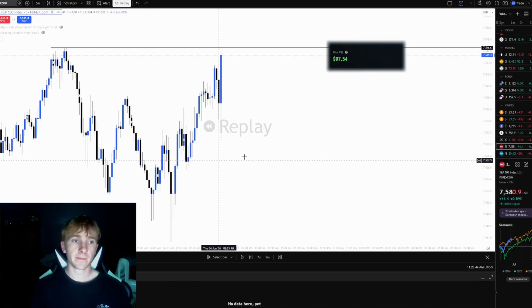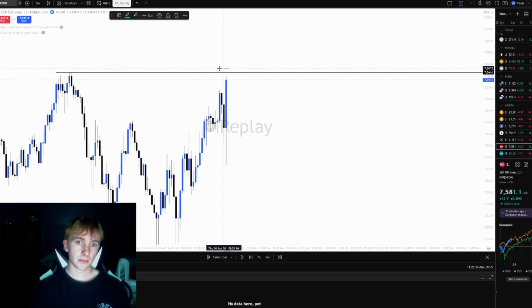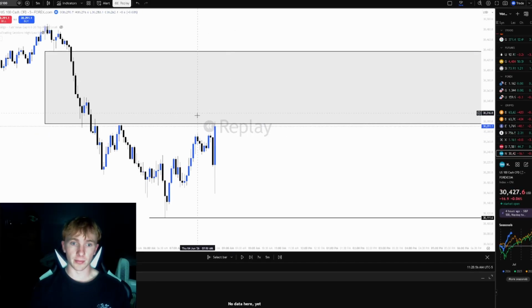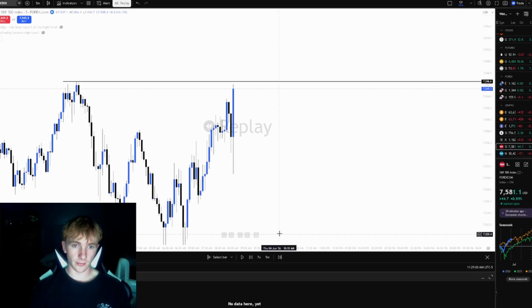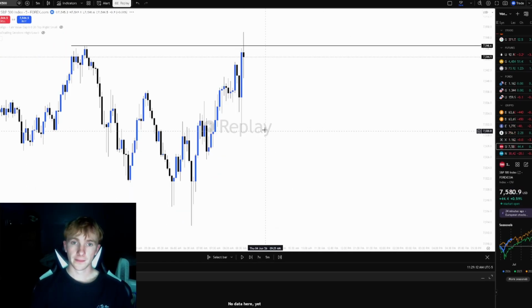Let's get into it. So the first thing I notice is that we have liquidity above right here on ES, and we have a 1 hour gap right here on NASDAQ. So I'm kind of waiting for a sweep on this high, and we get that sweep and we tap into that gap on NQ.